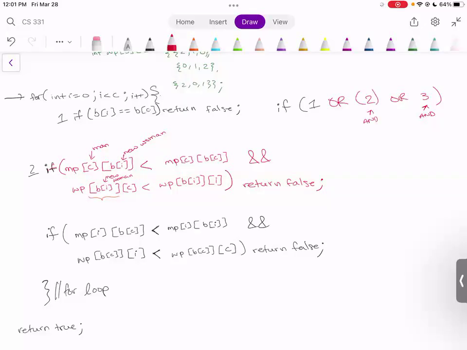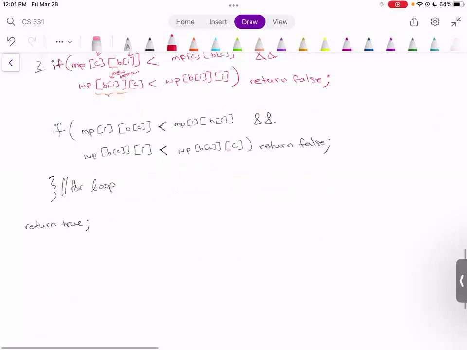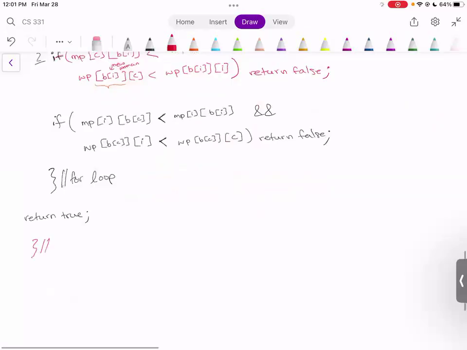I would probably put parentheses over these two. So if it dodges these three if statements, then you basically just return true. If it dodges these three if statements, it just returns true. Yes, then return true, exactly. You're out of the for loop, return true, and then you just close the function.